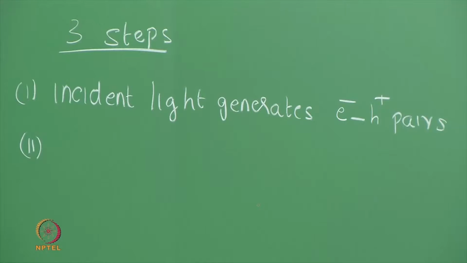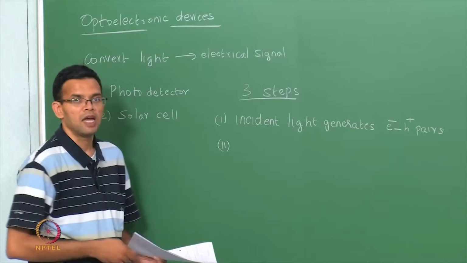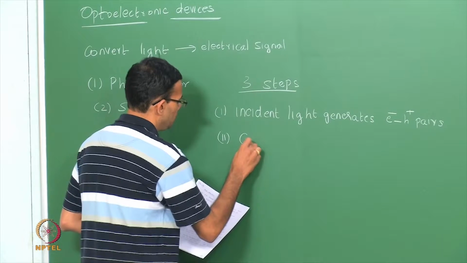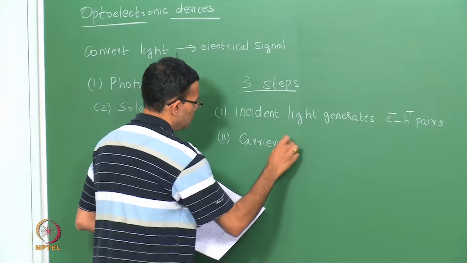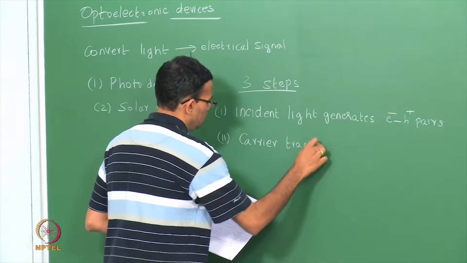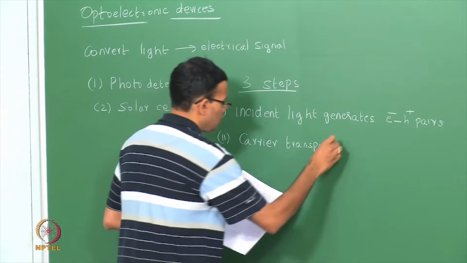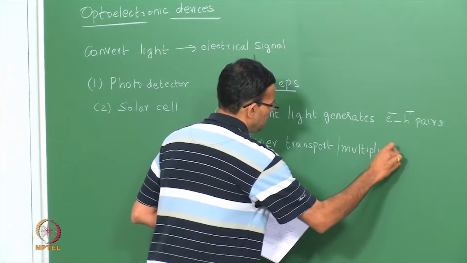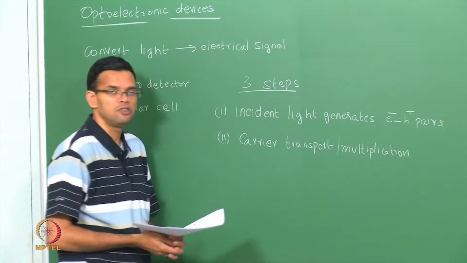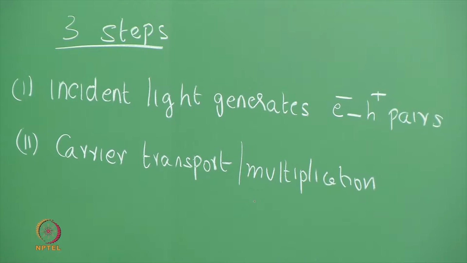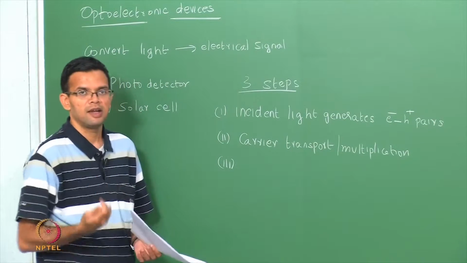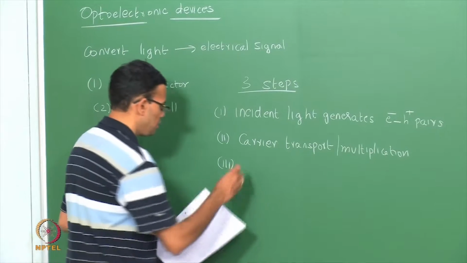Once these carriers are generated, they need to be transported to the respective electrodes. Sometimes some sort of carrier multiplication is also possible. So, you have both carrier transport and multiplication. Multiplication is usually called the gain. We will see gain in a minute. And then finally, these carriers are extracted out of the device in the form of a current.